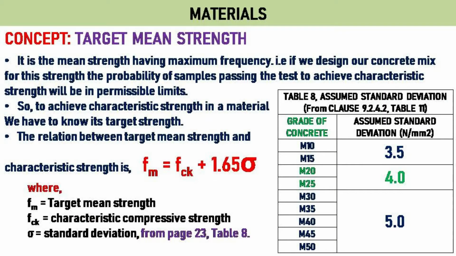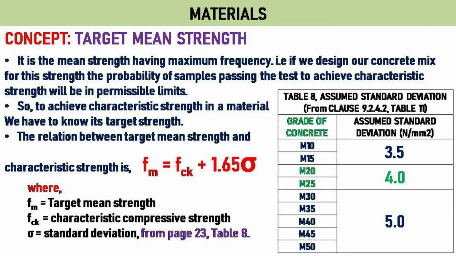Slide 9. In this slide we will study the target mean strength of concrete. This is the strength which has a high probability of being obtained from test samples for a particular grade of concrete. The relation between target mean strength and characteristic strength is given by the formula Fm equals FCK plus 1.65 sigma, where Fm is the target mean strength, FCK is the characteristic compressive strength, and sigma is the standard deviation.